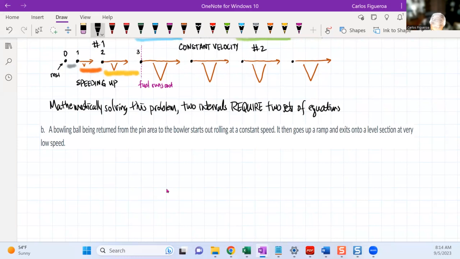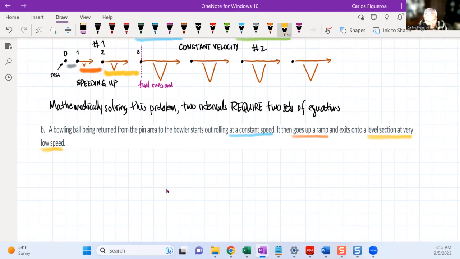I'm going to look at what they're actually telling us. It says it's returning and it's rolling at constant speed. Then what happens? It goes up a ramp. So what do we know when a ball goes up a ramp? It's got to slow down. And then it hits a level section. And on the level section, we know that it has to slow down because it went up the ramp.